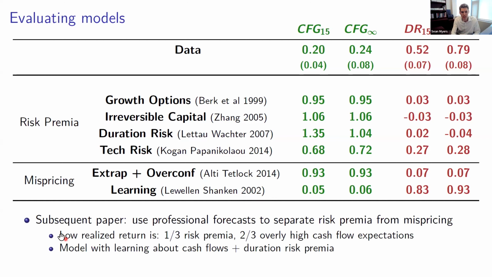Now, I'll do this quickly, but to get a sense of this distinction between risk premia and mispricing, in a subsequent paper, we use professional analyst forecasts to try to disentangle these two elements. And what we largely find is that the low realized returns on high price earnings ratio stocks seem to be about 1/3 risk premia. So the analysts partly foresee this and do report differences in risk exposure between these stocks, but about 2/3 of it seems to come from overly high cash flow growth expectations. So at least if we base this off of analyst forecasts, a lot of these low returns on high price earnings ratio stocks seem to be because people were anticipating very high earnings growth and it just didn't materialize. So they were let down by the future earnings growth.